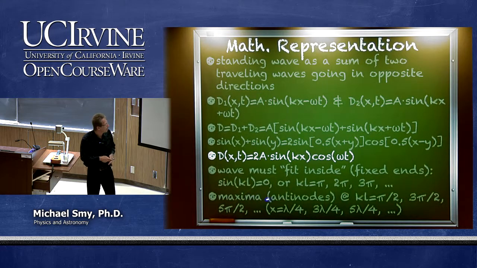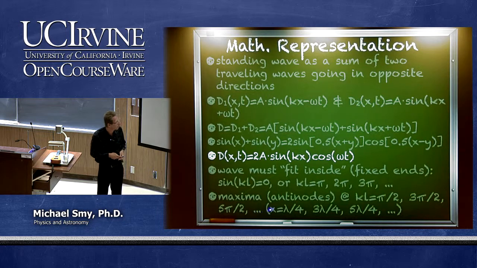And the antinodes are obtained in between if kl equals pi over 2, 3 pi over 2, 5 pi over 2, and so on. And since we know that k is 2 pi divided by lambda, we can also say this corresponds to x equals lambda over 4, 3 lambda over 4, 5 lambda over 4, and so on. And for the nodes, we recover the formula.